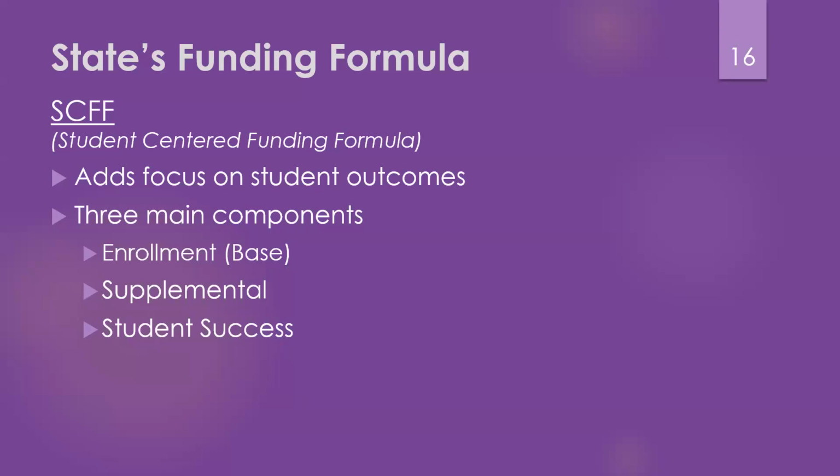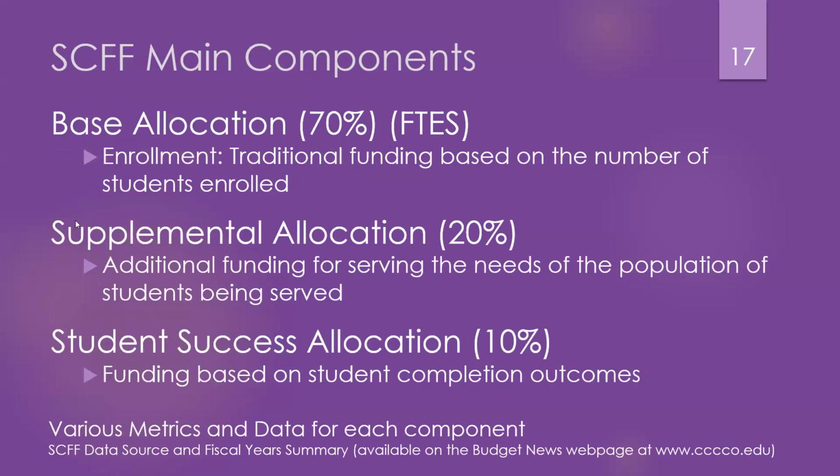It's not given, it's a calculation, and it's using a variety of different components, but it adds focus now on student outcomes. The three main components of the student-centered funding formula are what we call enrollment or base, supplemental, and student success. The base allocation makes up 70% of the total funding. Supplemental is 20, and student success is 10. So altogether, you get 100% of your funding split out from these three different areas of ways to earn it.